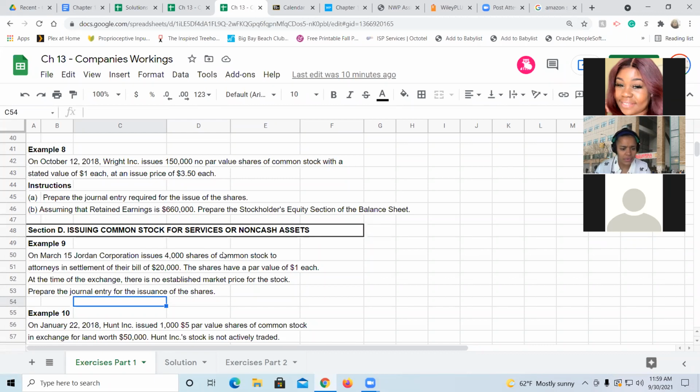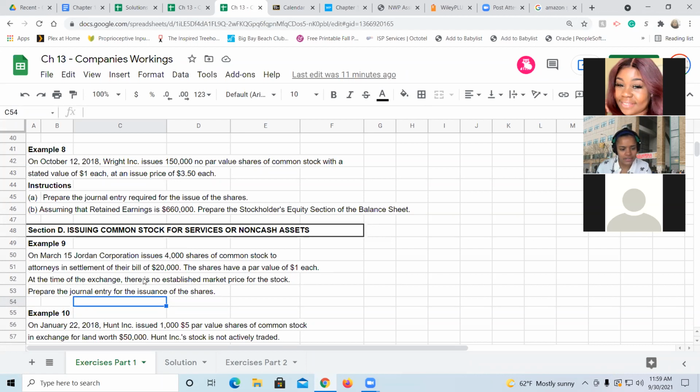So it's 4,000 shares of common stock to attorneys, so obviously the lawyers, in settlement of their bill of $20,000. This is the example that I was giving before. You use the attorneys to do some legal work for you. You don't pay them in cash. Instead, you give them some stocks in the company, 4,000 stocks to be specific. The shares have a par value of $1 each. So we know that this is a par value situation and we know how to account for that.